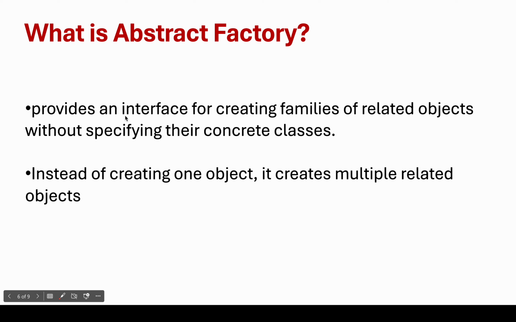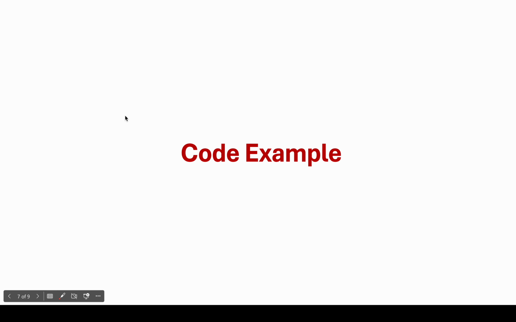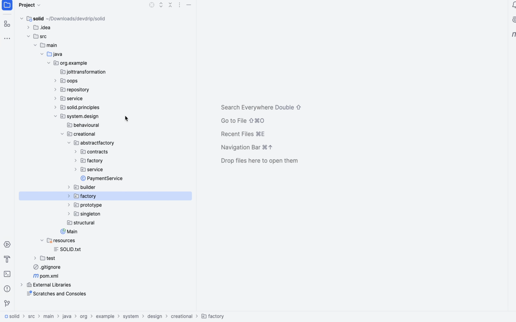What is abstract factory? It provides an interface for creating families of related objects without specifying their concrete classes. Instead of creating one object, it creates multiple related objects like a family. Let's understand this with a code example. Now, before I show you the code, if you have not watched the factory design pattern video, I would highly suggest you to do so. Then this topic will become easier for you to follow.